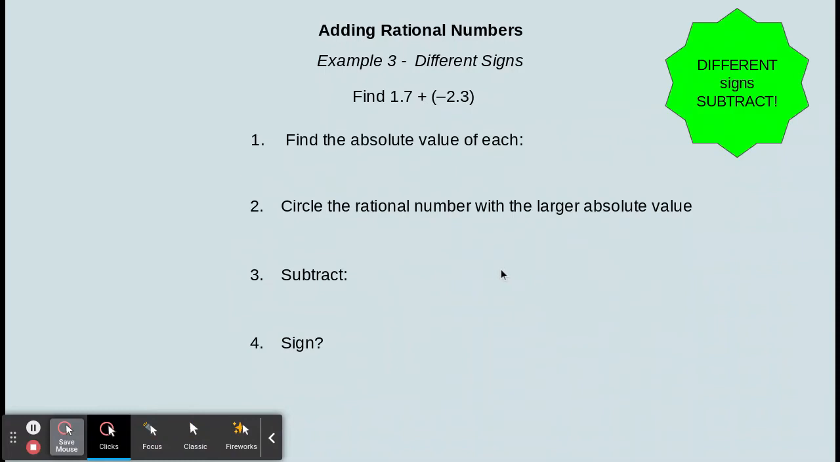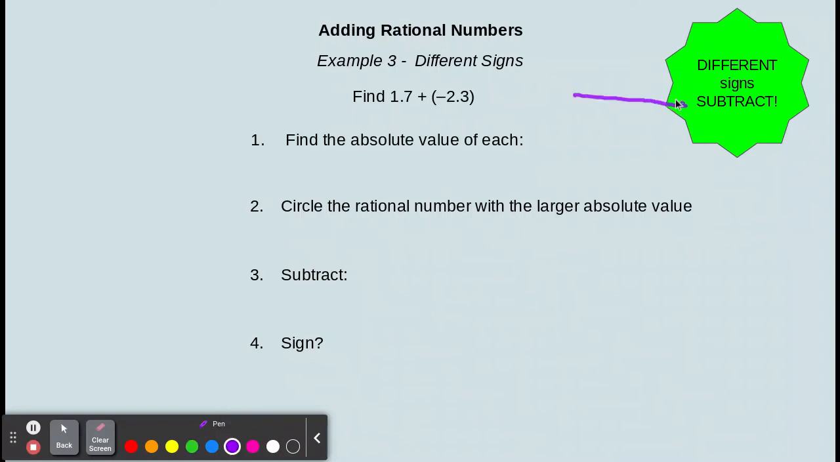Now, adding rational numbers with different signs. In this problem, we have a positive 1.7 and we're adding a negative 2.3. Remember, when they are different signs, we subtract. First step, find the absolute value of each. The absolute value of 1.7 is 1.7, and the absolute value of negative 2.3 is 2.3. Remember, absolute values are always positive.